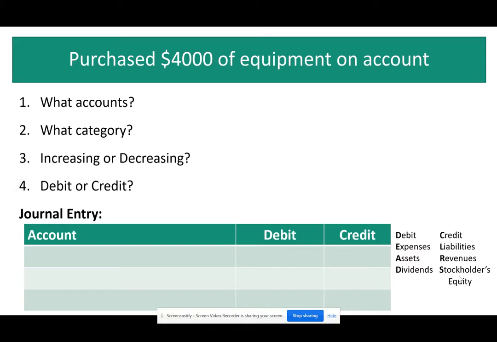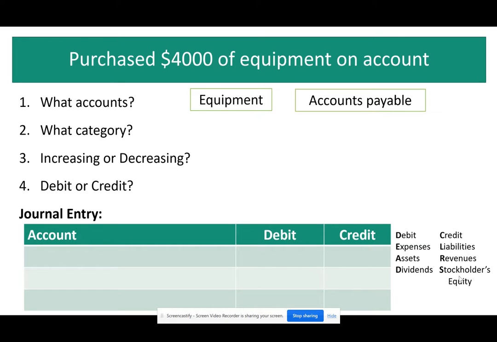Let's look at another example. Purchased $4,000 of equipment on account. Again, we need to identify our accounts. In this case, we're buying equipment, and it is, again, accounts payable because it has that magic phrase of on account. Then we say, okay, what type of account are these? Equipment is an asset. Accounts payable is a liability.